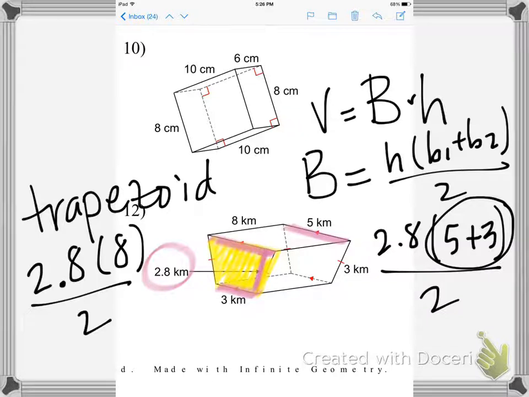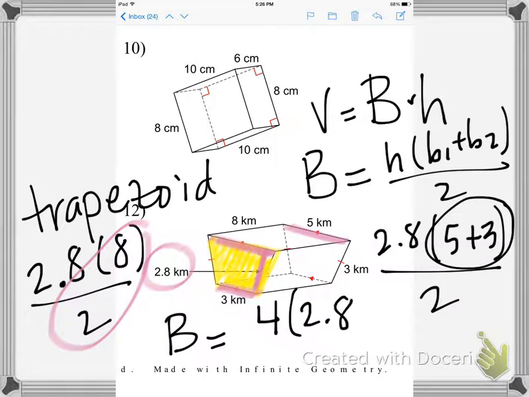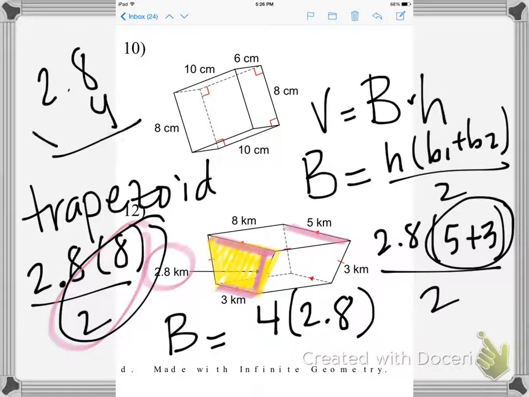To make my work a little bit easier, I'm going to simplify these two. 8 divided by 2 is 4. So far we have 4 times 2.8. If you're wondering where the 4 came from, it's because I divided the 8 and the 2. And then these two I'm going to multiply. So 2.8 times 4 is 11.2.